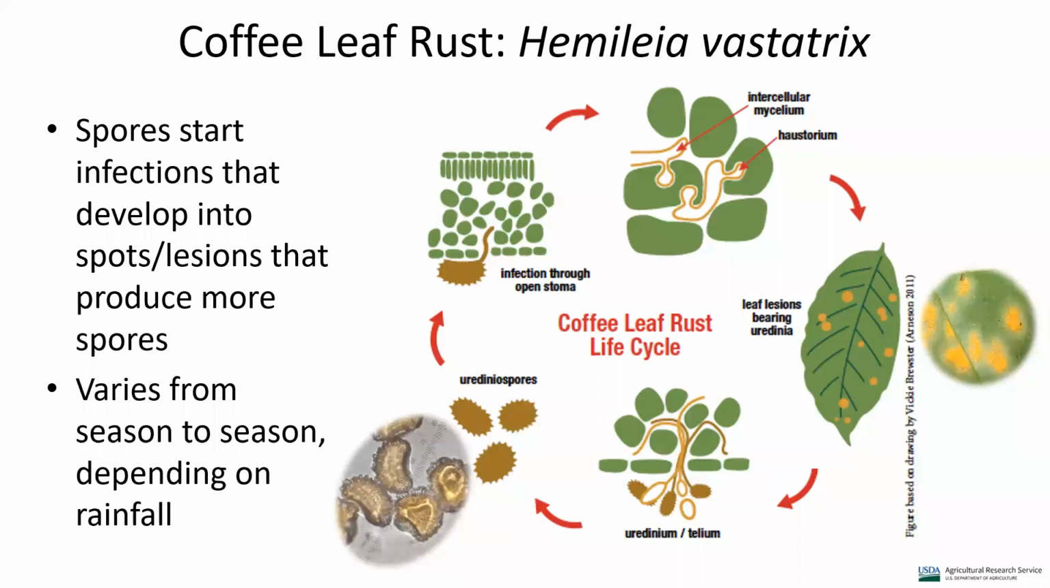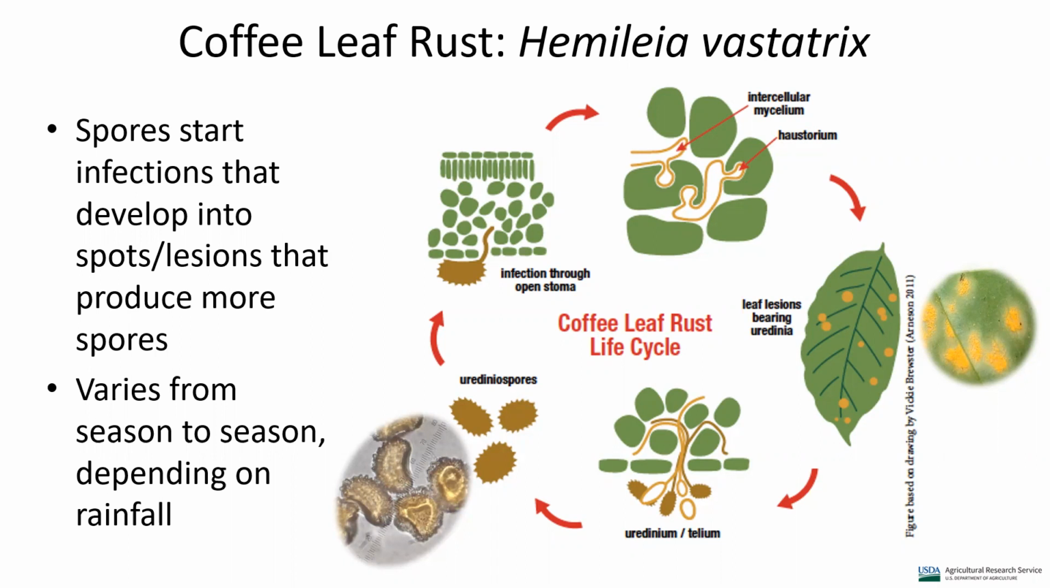I just wanted to remind everyone about the disease coffee leaf rust, caused by the pathogen Hemileia vastatrix, which produces abundant spores, which start infections. They develop into spots that produce more spores. And the disease cycle actually varies from season to season, mainly depending on the amount of rainfall. This picture shows the spores that infect through the open stomates, which occur on the bottom side of the coffee leaf, which is important to note when you're trying to control it.